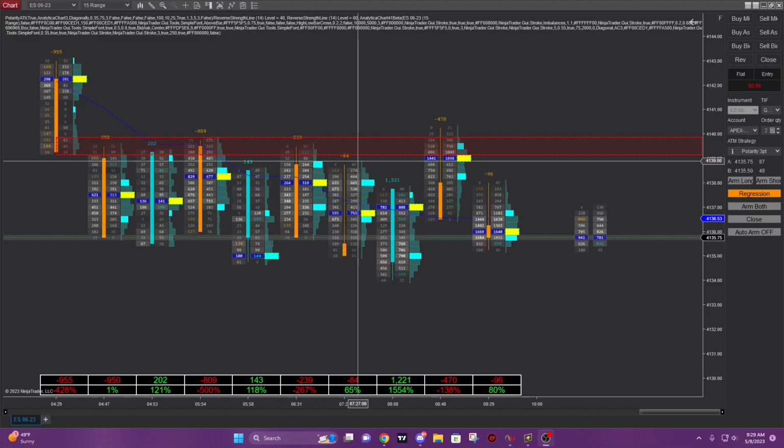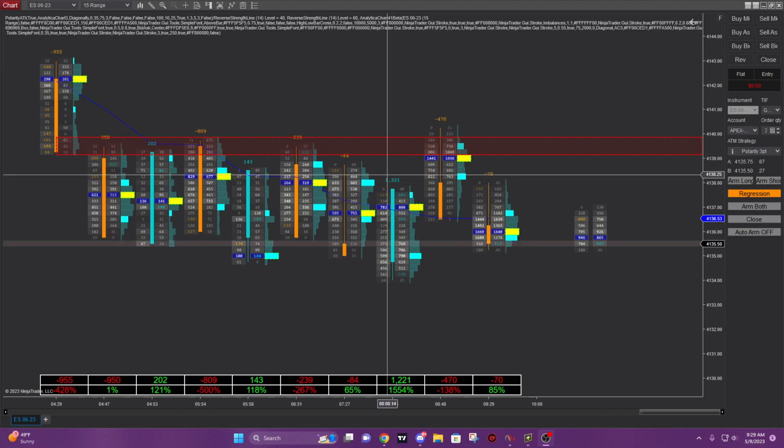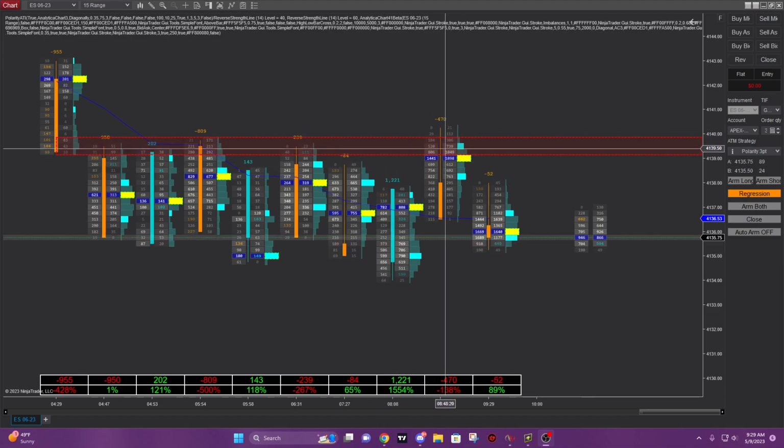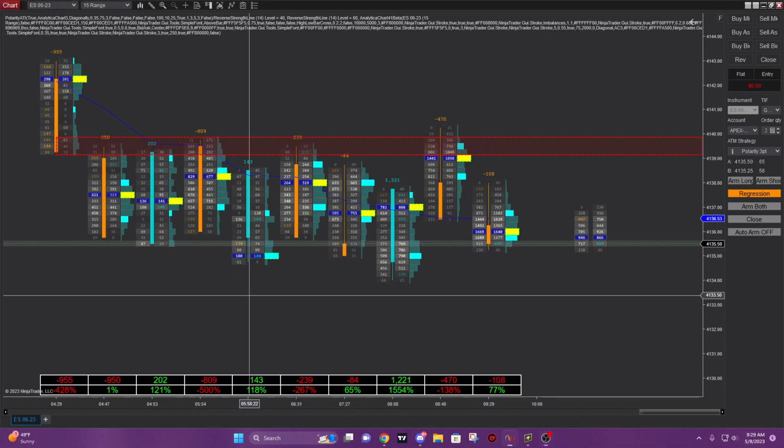So, this morning we're going to be starting out in regression mode. We're on ES this morning. The reason we're starting it out in regression, we have this derived zone right here, and usually we chop around it. You can see we've been chopping around it.